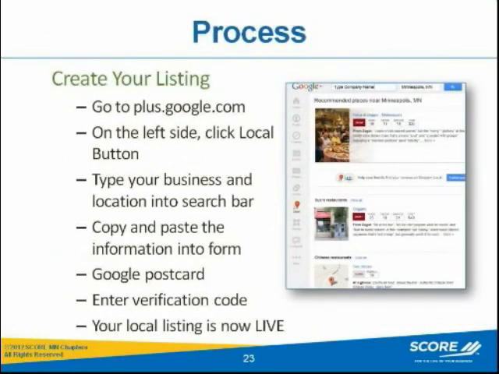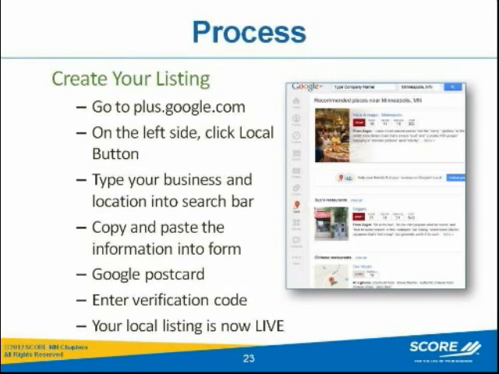When you have assembled all of this business information, you will now go to Google Plus Local to create your listing. When you're on Google Plus Local, click on the Local button located on the left side of the page. Then type in your business name and address in the search bar. Google will then provide you with step-by-step instructions for completing your business listing. Here is where you use your Word template to copy and paste your information into the appropriate sections wanted by Google+.